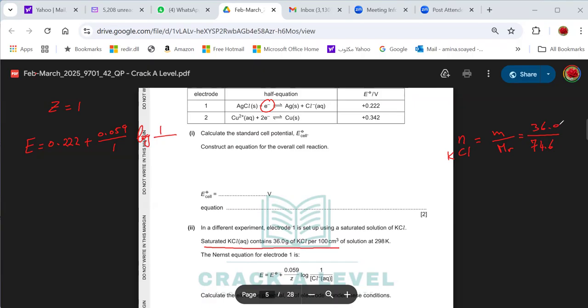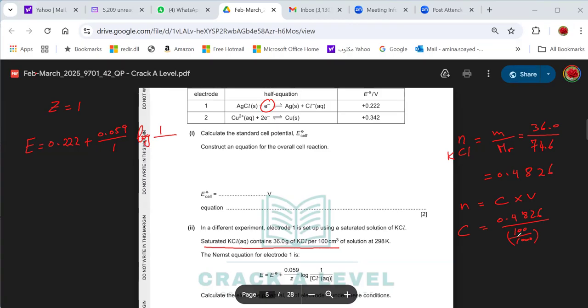And so we divide 36 by 74.6. So it's 0.4826. Do not make approximation until the end. And then this means that this is the same as the number of moles of the chloride. And here we have to get the concentration. So we know that the number of moles equals concentration times volume, which means that the concentration equals the number of moles that we got here, divided by the volume, which is 100 over 1,000, because we have to change it into decimeter cube. So this is divided by 0.1.